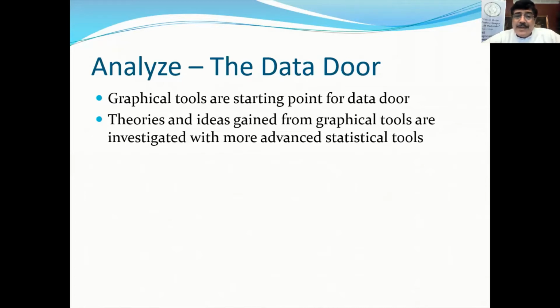We talked about the graphical tools in the analyze phase, but graphical tools are only a starting point for the data. All the theories that we gained from the graphical tools, we need to investigate more using advanced statistical tools. Sometimes things show that the data is probably going in a direction, but looking for statistical evidence is more appropriate. So we'll look at the data.